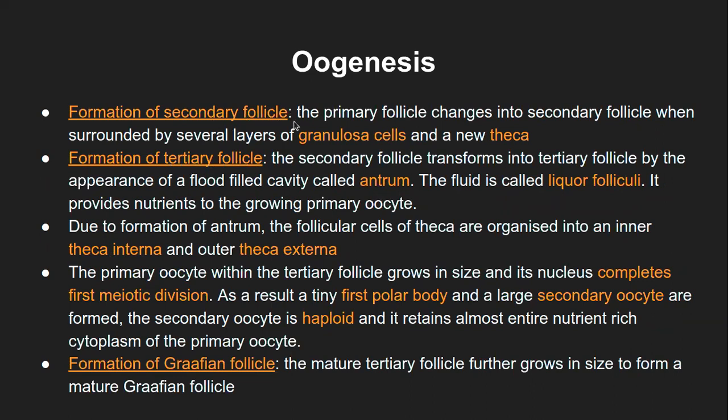So in the secondary follicle, it is just a compact mass of cells, right? Obviously slowly it will grow in size and it will create this fluid filled cavity called antrum, and the fluid is called liquor folliculi.